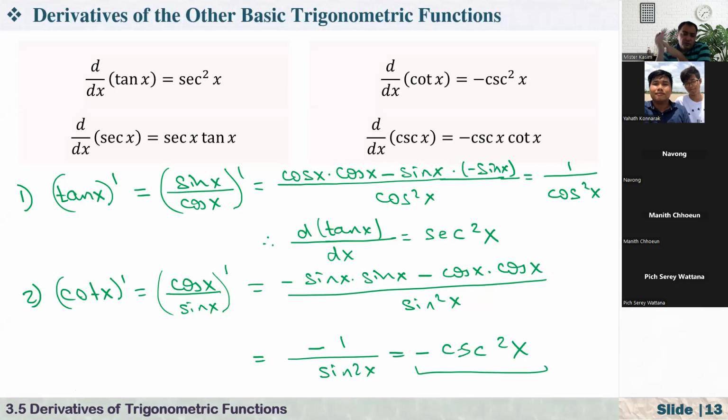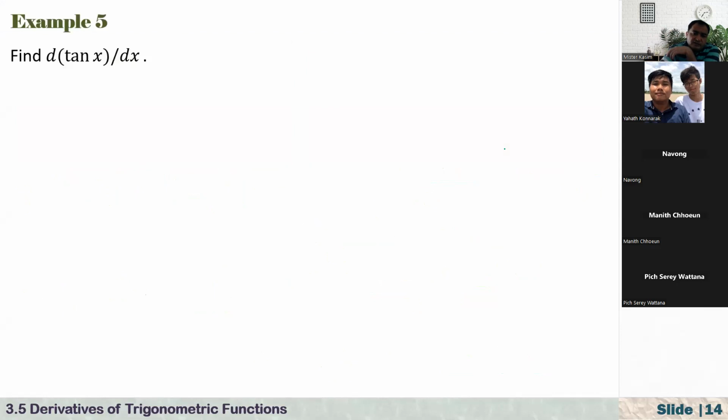Okay. In a similar way, secant and cosecant, you can obtain yourself. For example, what is secant of x? Secant of x is 1 over cosine, right? Again, it's just the derivative of the quotient of two functions, with a constant function over cosine. So the derivative of secant is equal to secant of x times tangent of x. And the derivative of cosecant of x is minus cosecant of x times cotangent of x. I'll leave this as an exercise for you.